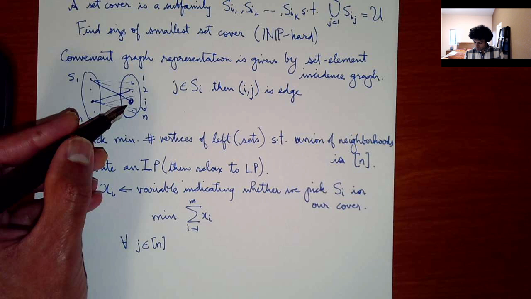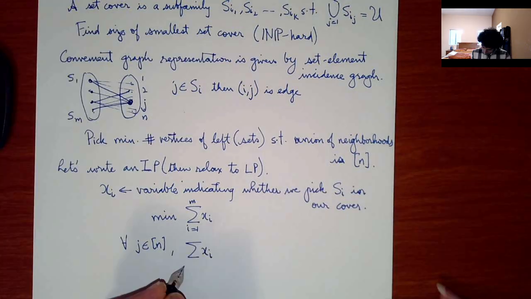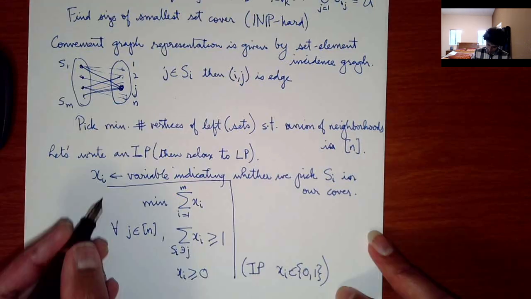So what you get here is the summation over all xi such that Si contains j, and this needs to be greater than or equal to 1. In the integral case, this says there exists some set that you have picked that contains this element. In the IP, we would enforce xi to be in {0, 1}. But in the LP, we'll just say xi is greater than or equal to 0. We'll just leave it as a non-negative constraint. This is the LP here. Any questions about this LP?